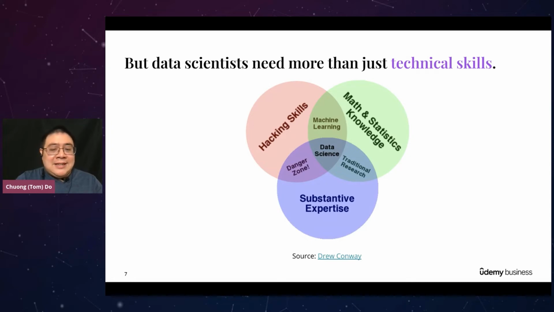Now, every data scientist, however, really needs more than just technical skills. They need substantive expertise that allows them to be proficient in really working with a business, working with a product. And so what I'm going to talk about today is the nature of this substantive expertise, specifically for consumer internet companies. If you're working in a consumer internet company, what is the substantive expertise that you need in order to be successful?